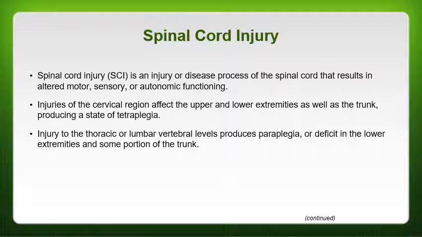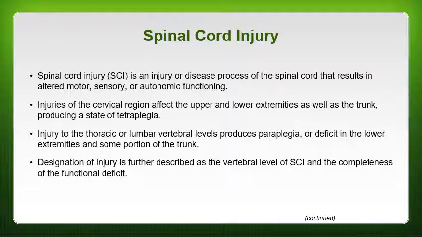So essentially what happens is whatever level you have damage at, it's that level and everything below it that will have some degree of loss. The designation of injury is going to get described as the vertebral level of the spinal cord injury and the completeness of the functional deficit. In other words, if they have complete total loss of all functions, they will deem it complete. Whereas an incomplete lesion is where there's some preservation of either sensory or motor function below the level of the injury.